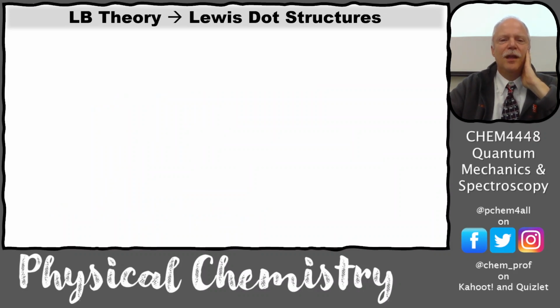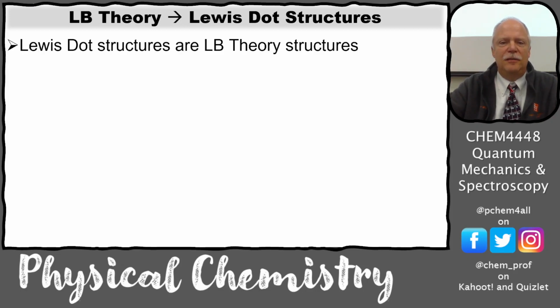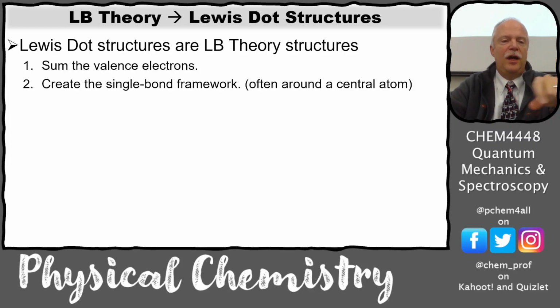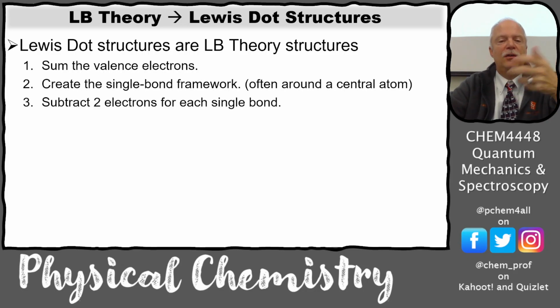So that's local bond theory. And we get to those using the Lewis-Dot structure. So let's talk about the Lewis-Dot structures. This, again, is some review, just to kind of go back over the basis of this. So we sum the valence electrons for the whole molecule, and we'll put this into practice on water and CO2 in a second. We create the single bond network, often around a central atom, and then we subtract 2 electrons for every single bond.